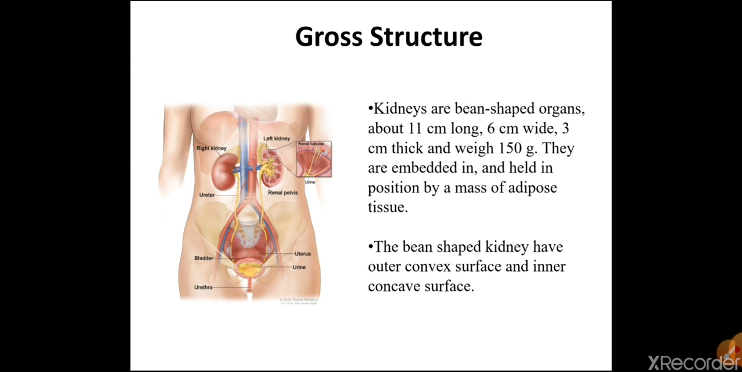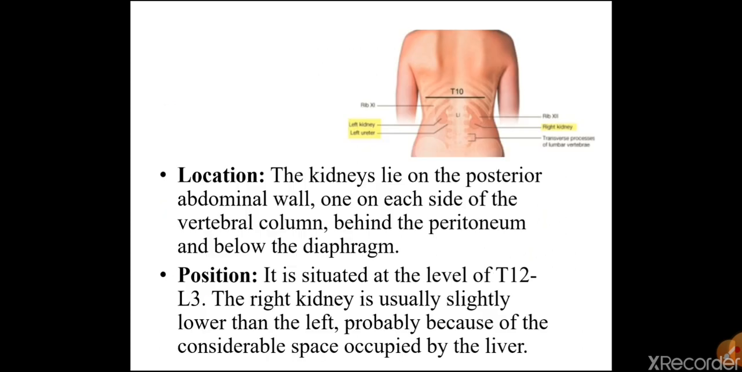Now what exactly is the structure of kidney? These are bean shaped organs and are held in position by a mass of adipose tissue. They have an outer convex surface and an inner concave surface, and they weigh almost 150 gram and are about 11 centimeter long, 6 centimeter wide and 3 centimeter thick.